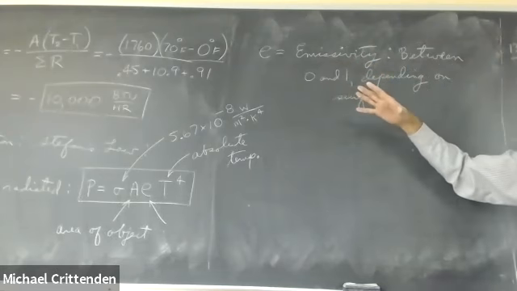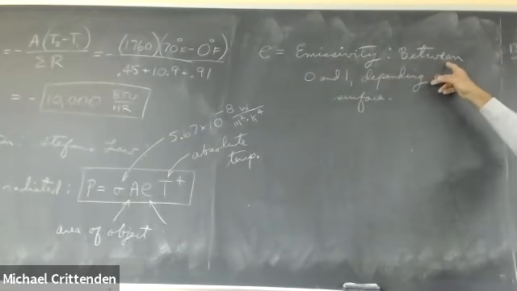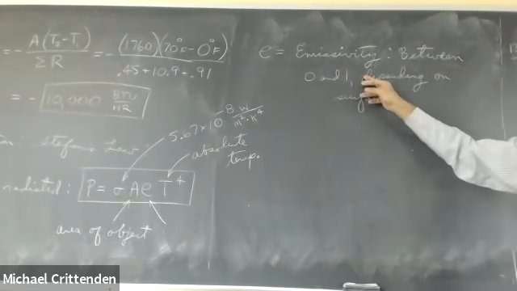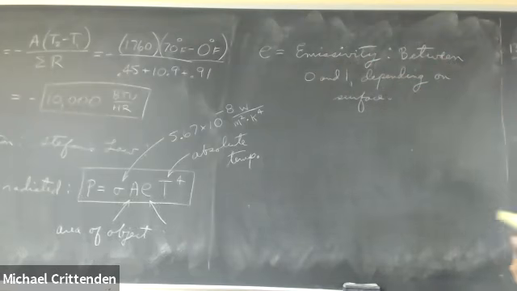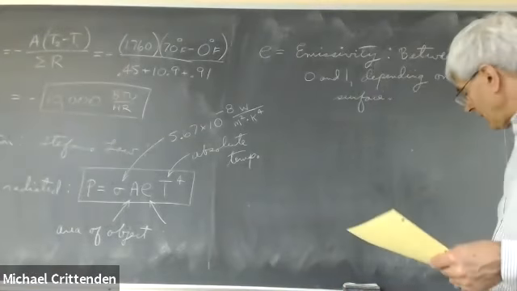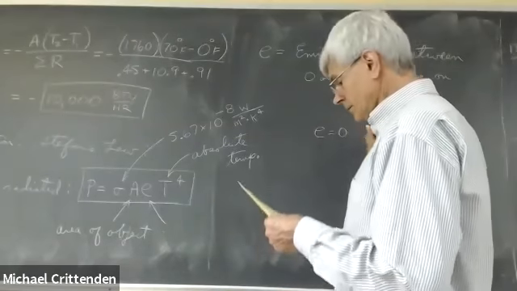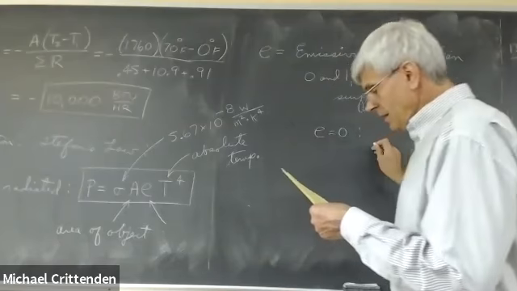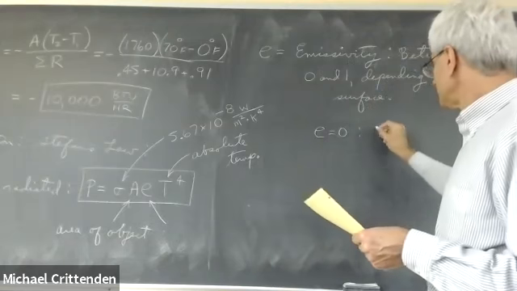Emissivity is a property of the surface of the glowing object. The extreme values: it can't be any smaller than 0, and it can't be any bigger than 1. It depends on the surface. E equals 0 would be a perfect reflector.